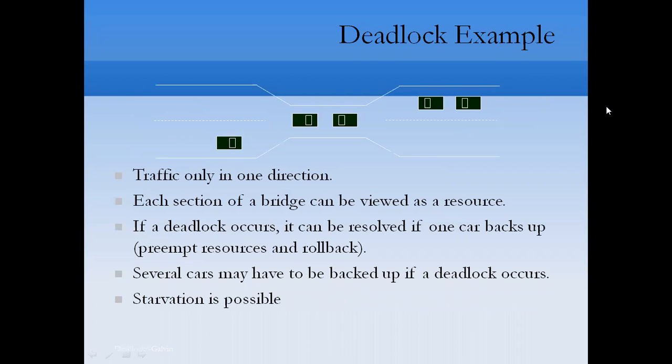Taking this example, we can see that if traffic is only in one direction, each section of a bridge can be viewed as a resource, and if a deadlock occurs, it can be resolved if one car backs up. Several cars may have to be backed up if a deadlock occurs. In this, starvation is possible. In the further slides, I will tell you what starvation is.